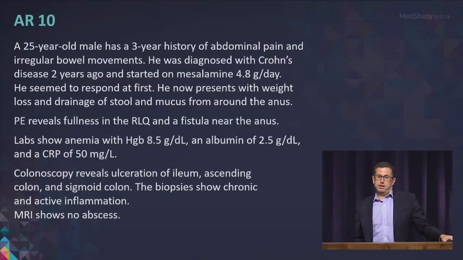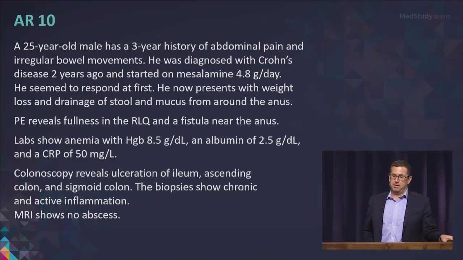Question 10. A 25-year-old male has a 3-year history of abdominal pain and irregular bowel movements. He was diagnosed with Crohn's disease 2 years ago and started on mesalamine. He seemed to respond at first, and now he presents with weight loss and drainage of stool and mucus from around the anus. So physical exam, he has fullness in the right lower quadrant and a fistula near the anus.